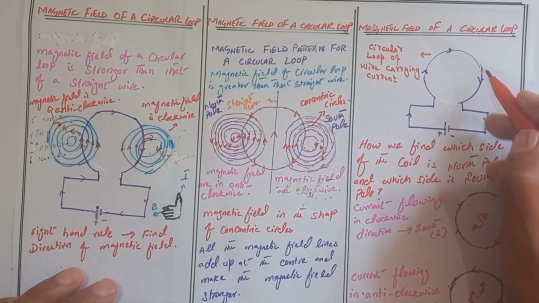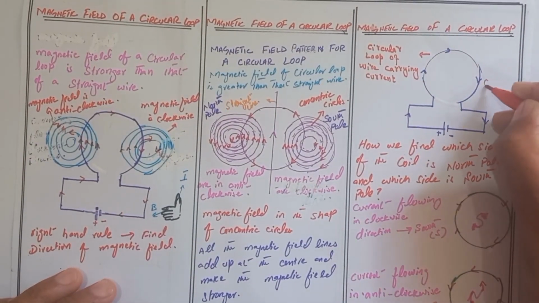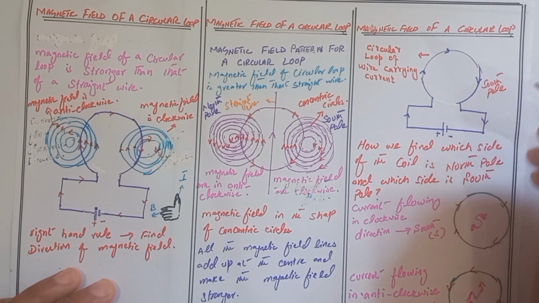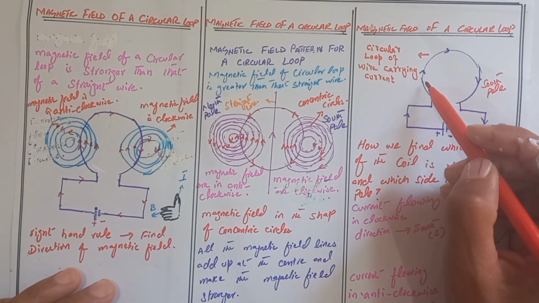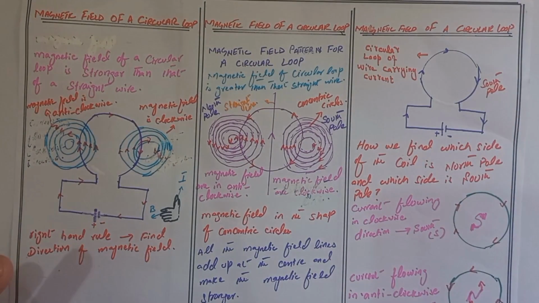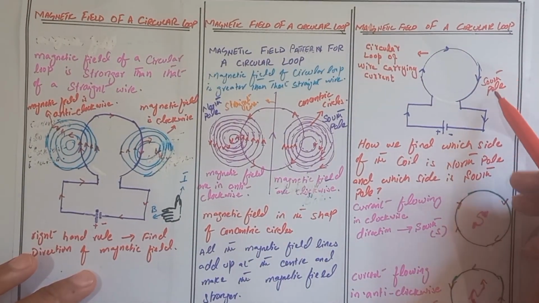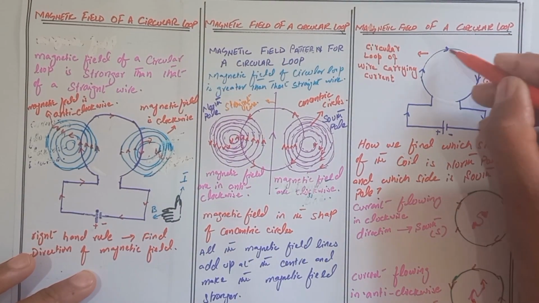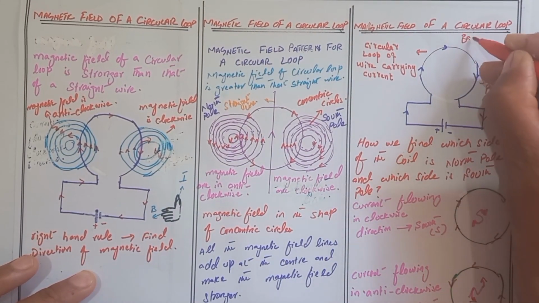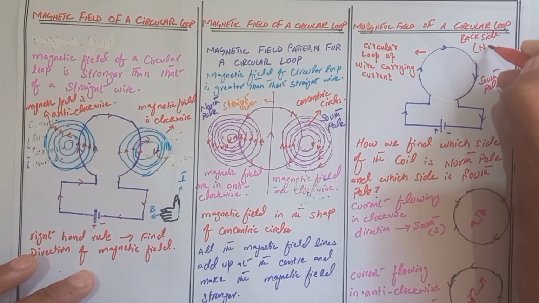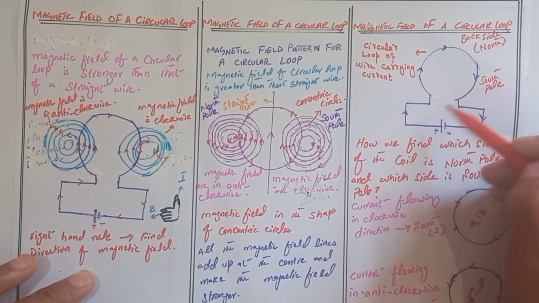So in this side of the coil in which the current is flowing in the clockwise direction, this is the south pole of the coil. The front side of the coil shows that the current is flowing clockwise, so it is the south pole. If we say backward, the back side of the coil is the north pole, where the current is flowing in the anti-clockwise direction.